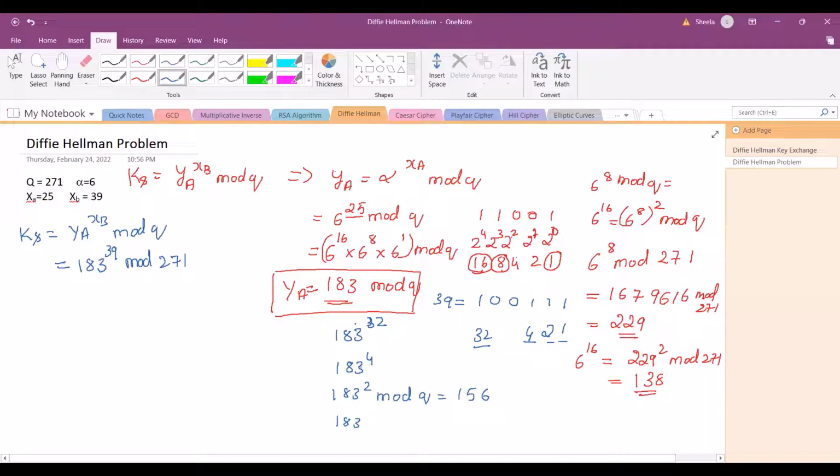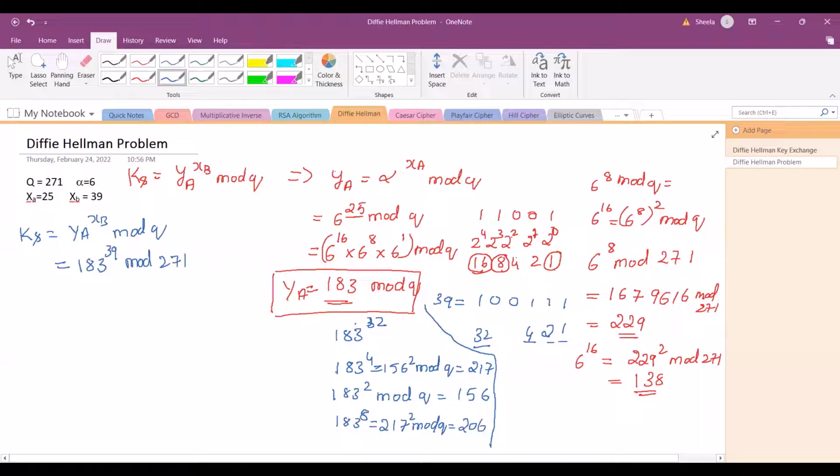Similarly, 183 to the power of 4 mod q is nothing but 156 square mod q, which is equal to 217. Okay. So the next thing is I need to find out 183 to the power of 32. If I directly calculate 183 to the power of 32, the value will be out of range in the calculator. So first I am going to calculate 183 to the power of 8, which is easy because 183 to the power of 8 is 183 to the power of 4 squared. So I get 217 square mod q. It is equal to 183 to the power of 8 and its value is 206.